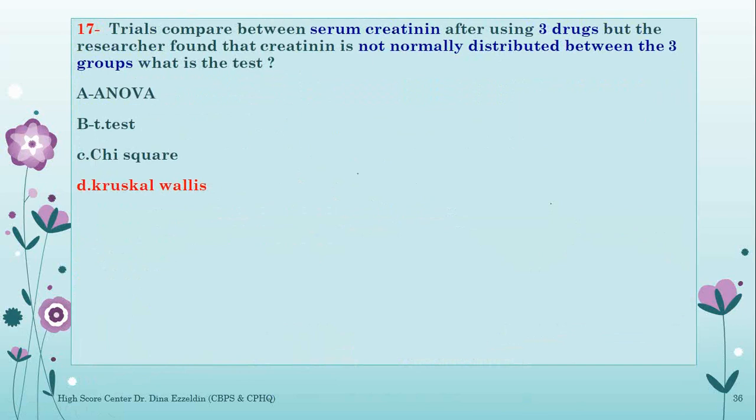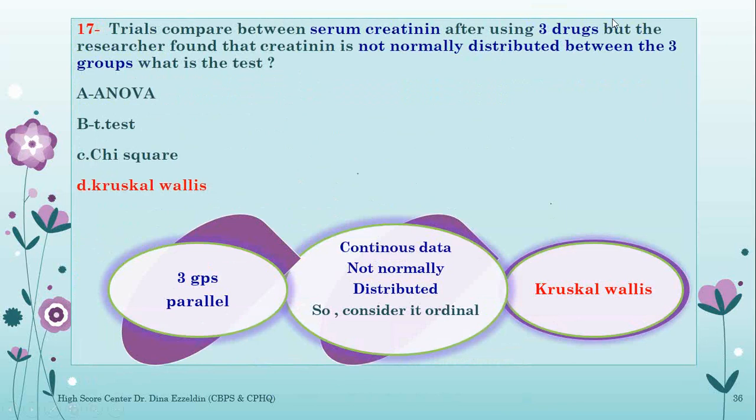What is the test to use? ANOVA, t-test, chi-square, Kruskal-Wallis. Yes, Kruskal-Wallis, because it's for ordinal data. Three groups, more than two groups, and ordinal data, because if the data is continuous but not normally distributed, there is skewing in the data, and we treat it as ordinal data.